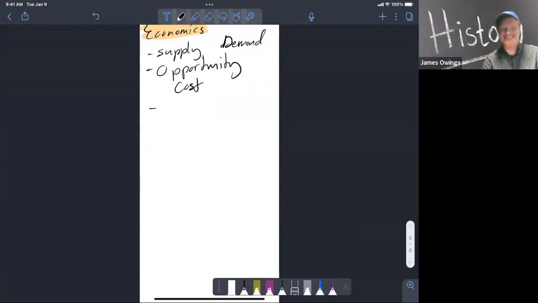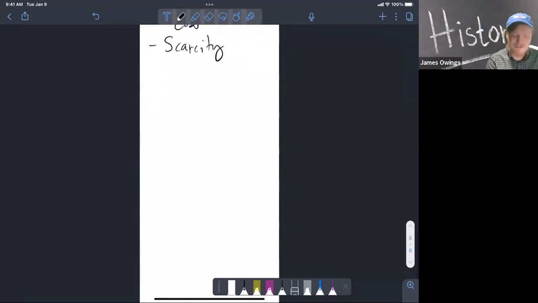Exactly. So supply and demand, opportunity cost, scarcity. We've lived through a scarcity, COVID. So you've seen the power, value, the effect of scarcity. Trying to find toilet paper in the middle of the pandemic, there was a scarcity. So don't need to explain that one too much.